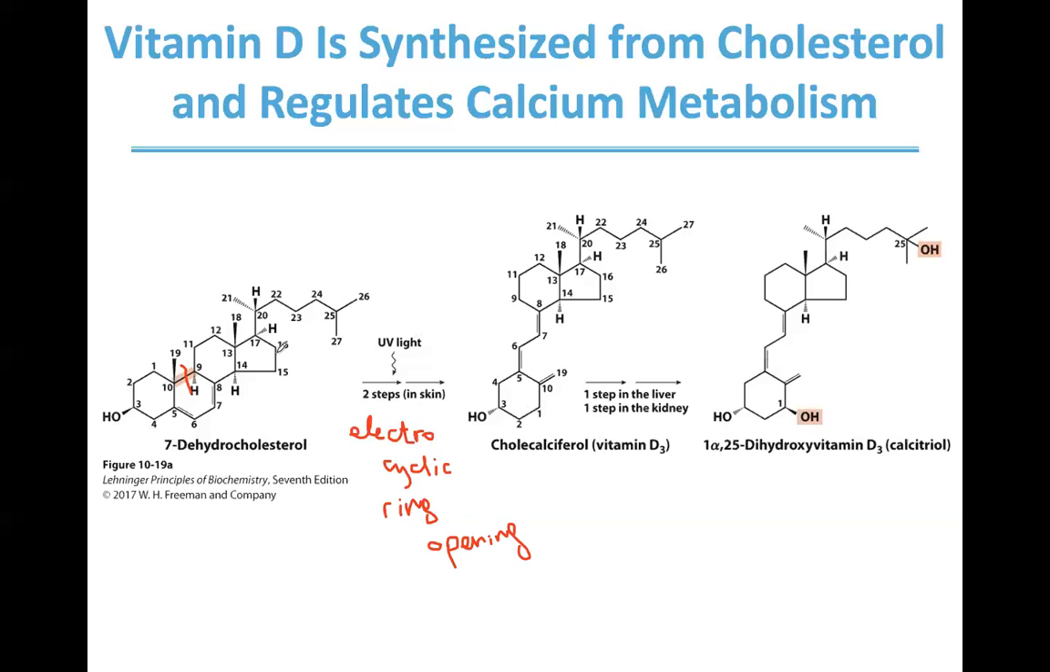So this occurs in the skin, right, that's where UV light can reach. UV light will not be able to penetrate anywhere beyond the skin. So this will occur in the skin. Then this goes to the liver. In the liver, it will undergo hydroxylation at position C25. Then it goes to the kidney. In the kidney, it will undergo hydroxylation at position C1. And that's how you get vitamin D.